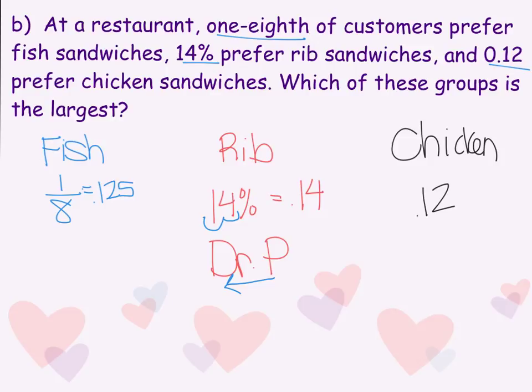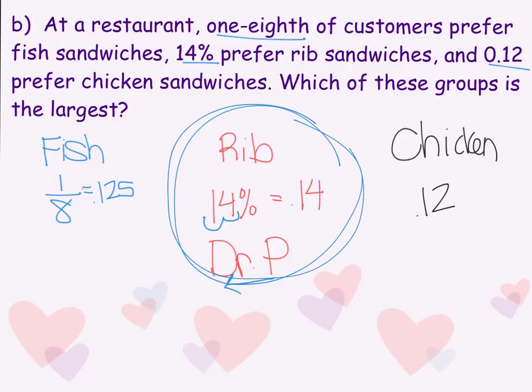And then we look at all 3 of these, and the biggest is our rib sandwiches. Just happened to be how I picked them for this one. It will not always be the percent, but it just happens to be that one for these ones. But this one, our rib, gives us our highest decimal. So that is the group that's the largest.